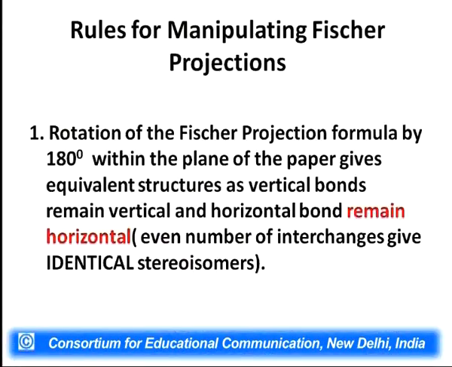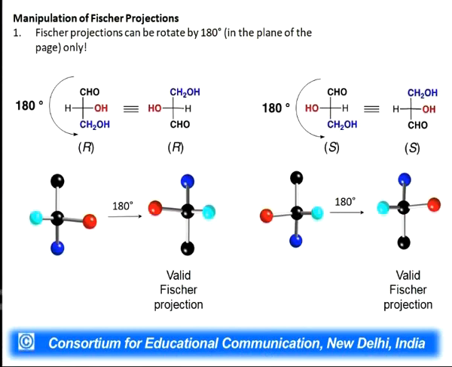Now supposing you are given a Fisher projection formula and you have to rotate the Fisher projection formula. So what you have to remember is that we are allowed to rotate the formula by 180 degrees within the plane of the paper, which will give us equivalent structures, or identical structures. I will illustrate it with an example.